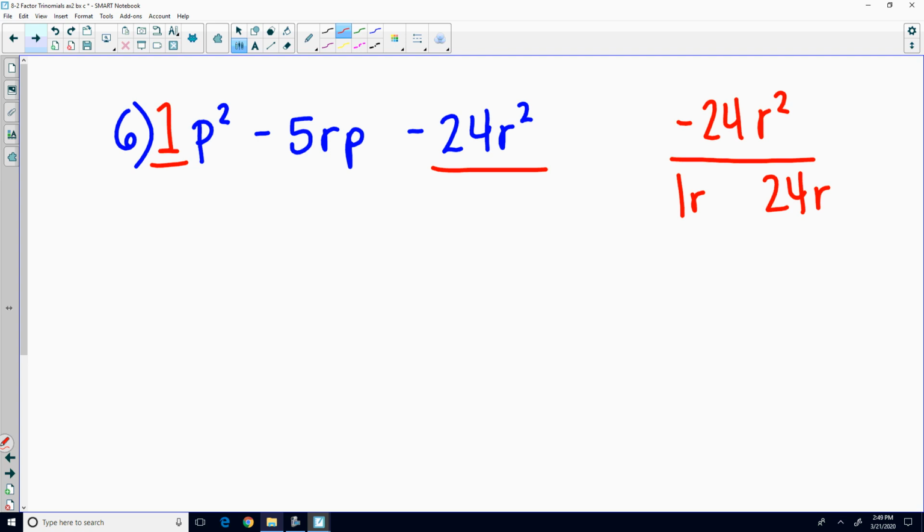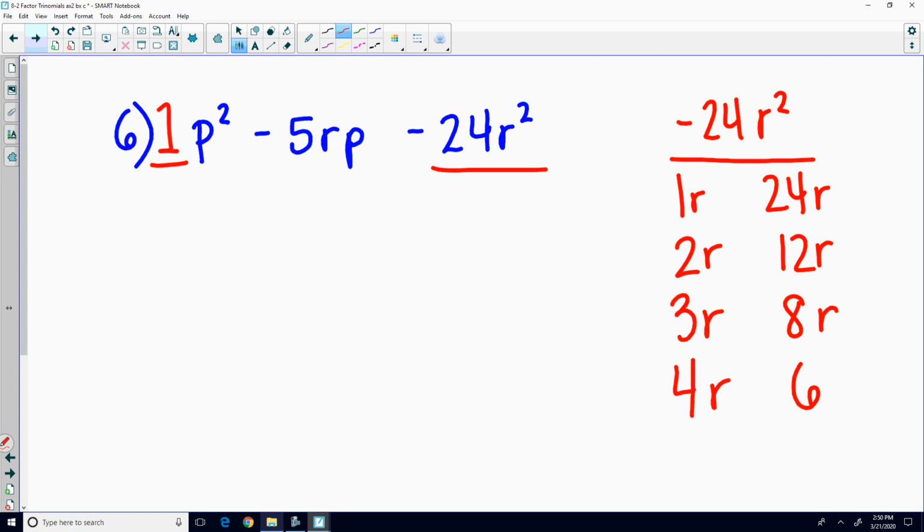They each have an r attached to them. 2 and 12. R times r would be r squared. 3 and 8. And 4 and 6. Now, this is negative 24, which means that one of my terms has to be negative, and we need to add to negative 5. Forget the p. It'll make sense in a moment. Let's just figure out which one adds to negative 5.